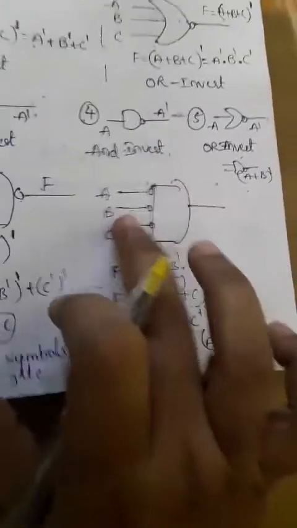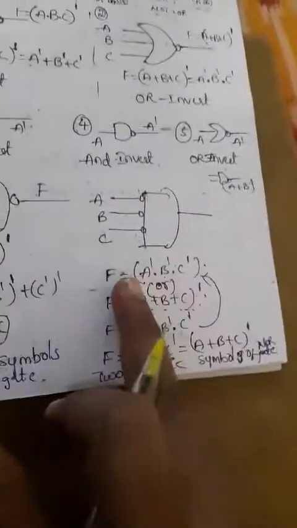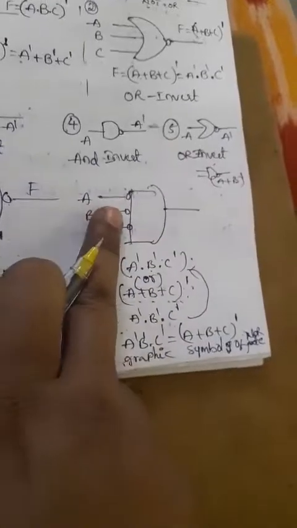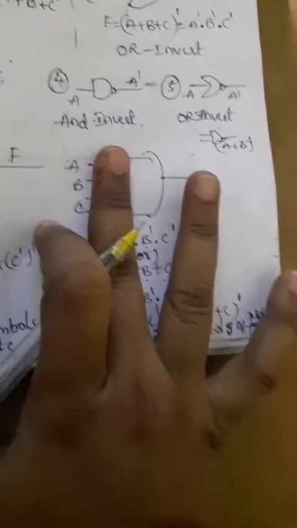So I can use this gate in the place of AND. Why? Because I can convert this into AND. Without the complement, this looks like an AND gate. So I can just apply the complement to this AND gate directly, and it will be called a NOR gate. This is our F function.